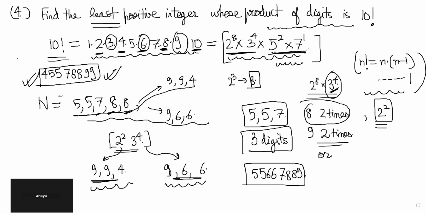Do you understand what I'm saying? Yeah. The smaller number is the one where we use two 9s and one 4, not the one where we use 9 and 6 and 6. The point is that we have used the 4 at the beginning here rather than the 5. So now we are satisfying everything we needed. We got the product of the digits as 10 factorial and we also made it as small as possible.